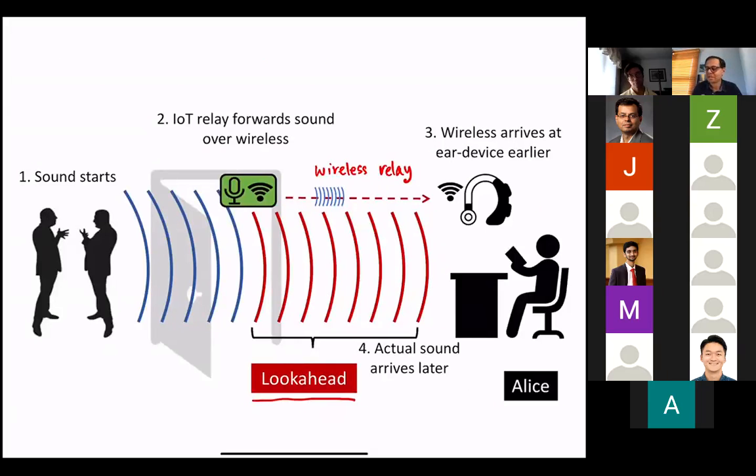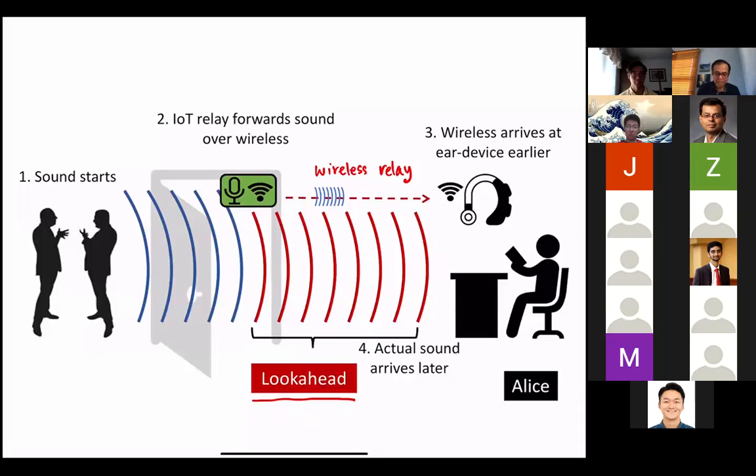Someone tell me if this is clear or if there's a question here. Of course, the assumption we've made is this relay has to be between the sound source and Alice. If the relay is behind Alice, somewhere over here, then this won't work. Because by the time the sound arrives at the relay, the sound has also arrived at Alice's headphone. Right? So the assumption is the relay has to be between the sound source and Alice.